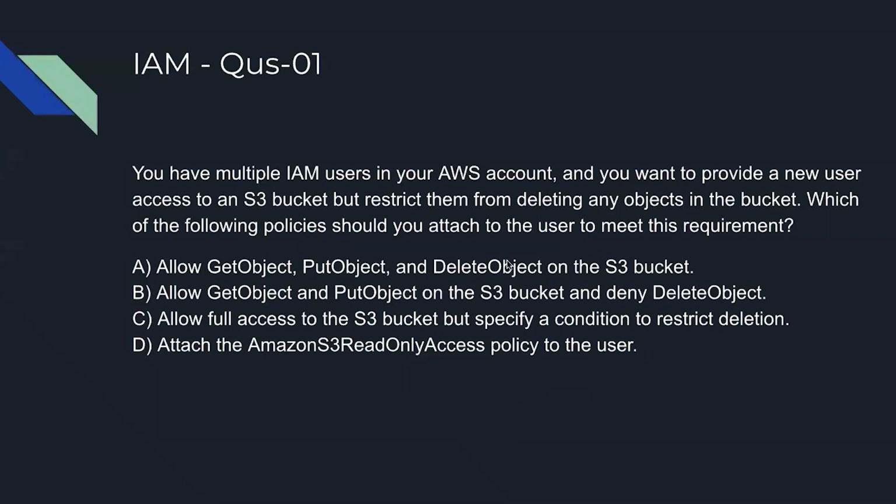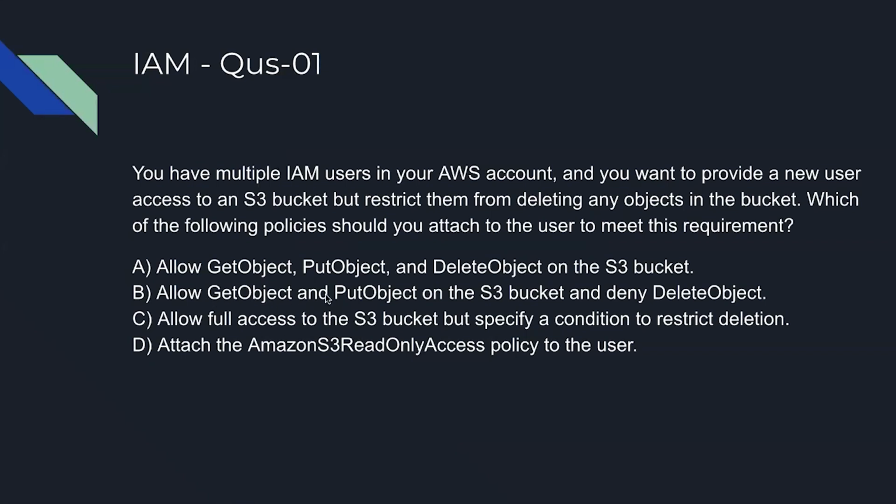Which of the following policies should you attach to the user to meet this? Literally, this is kind of writing a customized AWS customer policy. We need to allow the user to add something, but he is not supposed to delete. Look at option A: allow get object, put object, and delete object on the S3 bucket. Obviously they are not allowing us to delete, right? So this is not going to be the correct answer, as far as my understanding. So A is not correct.